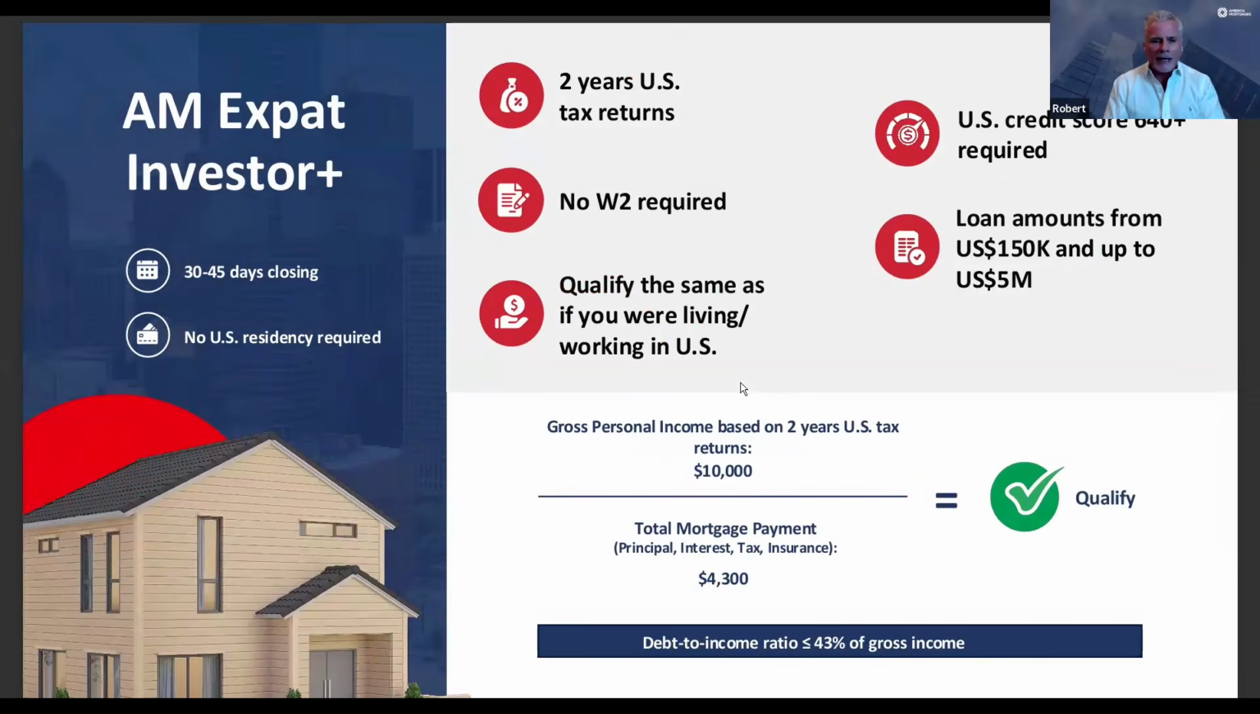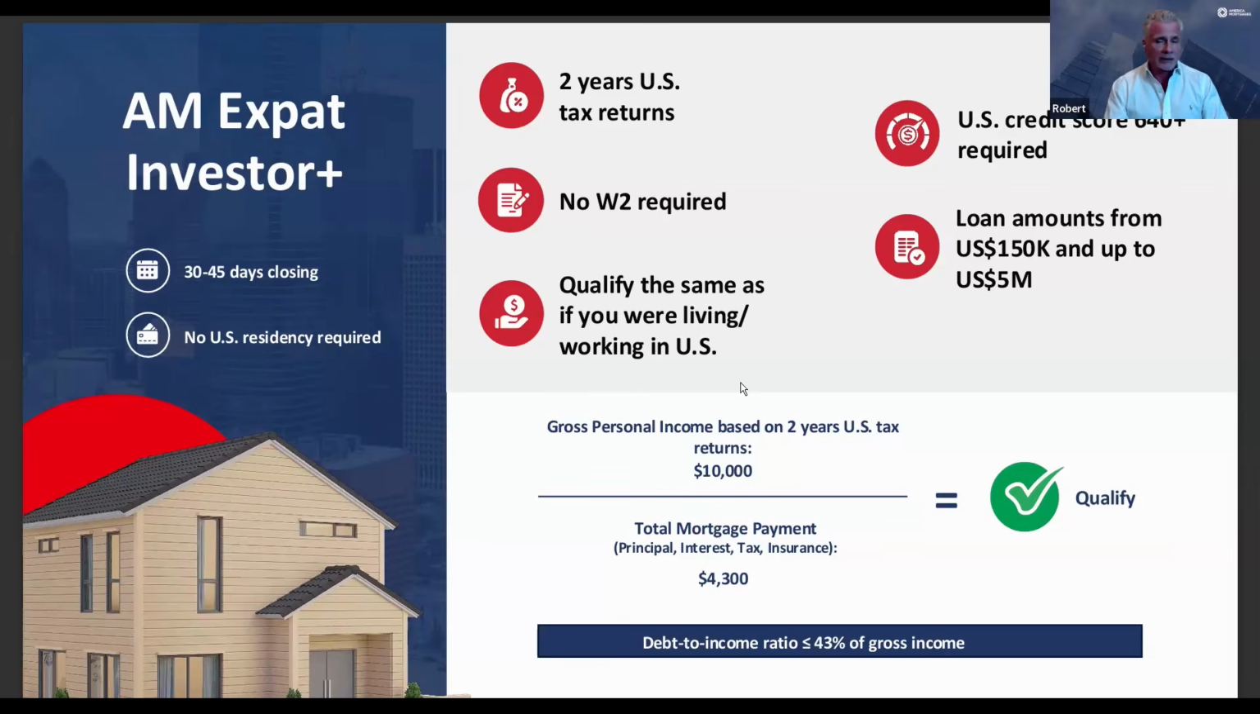So, the AM Expat Investor Plus. If you're a U.S. citizen or a green card holder, you're filing U.S. tax returns, and you still maintain U.S. credit, you are golden. We will have the same rates and same programs as your brother and sister living and working in the U.S., walking into their local bank, but you do not need to have a W-2, and we're perfectly fine with foreign earned income. This is something banks just do not do. This is something America Mortgages does every day.